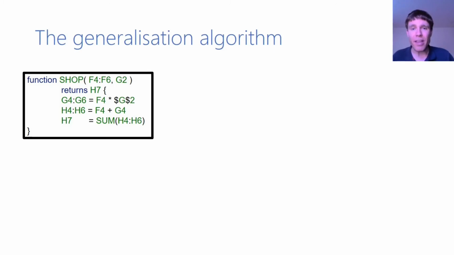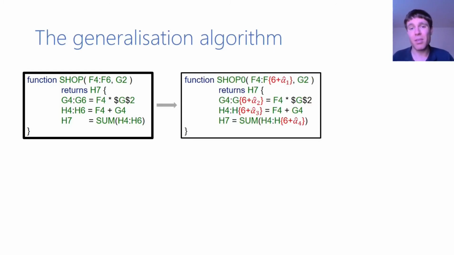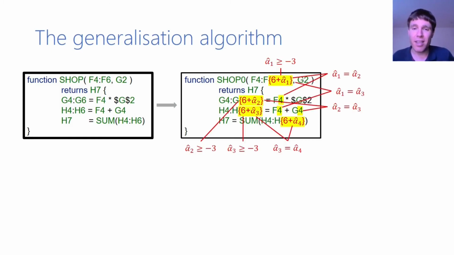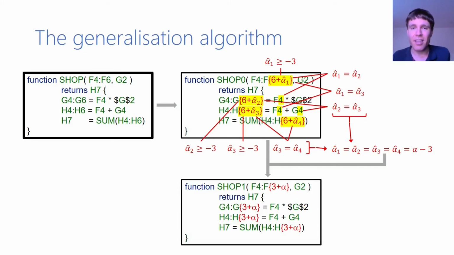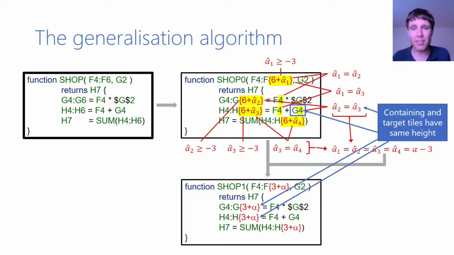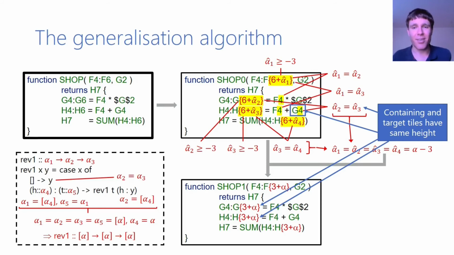Our algorithm to find the principal regular generalization introduces all the variables it could possibly need, generates constraints on them based on the definition of regularity, and then solves the constraints. For example, because of the relative reference between the tiles in columns G and H, we generate a constraint that the heights of those tiles are equal. Again, this is analogous to a type inference algorithm in a functional programming language.